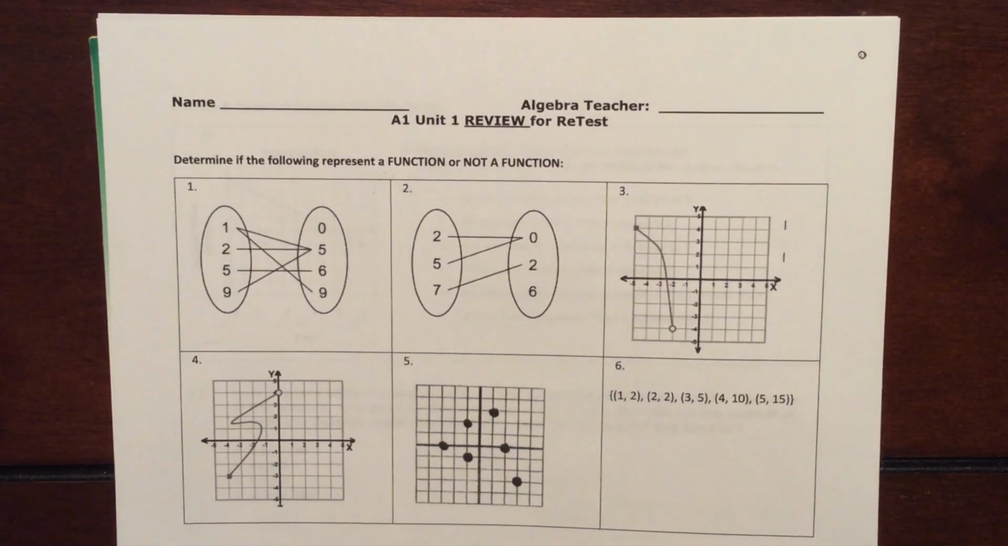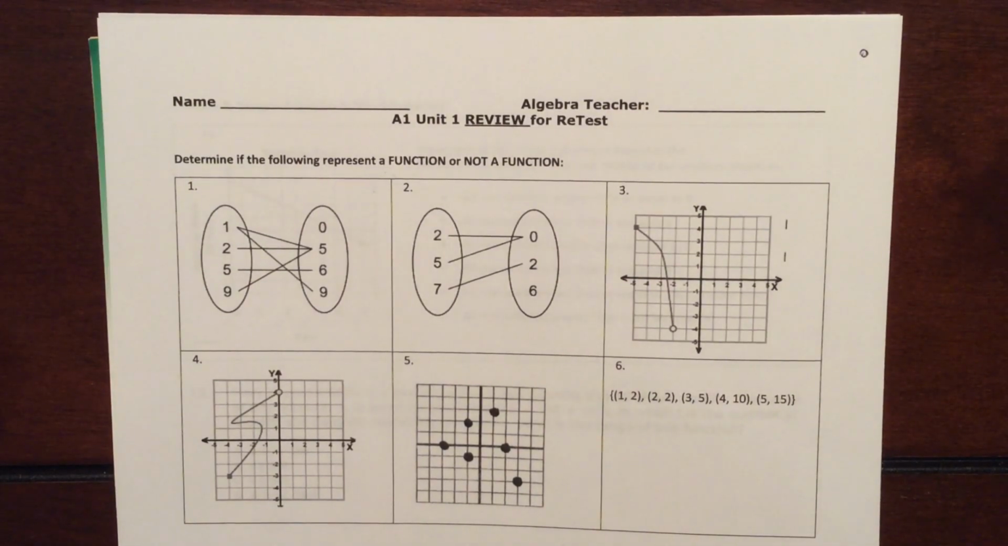This is the Algebra 1, Unit 1 review for the retest. You must have this form completed when you come to do your retest. The due date for the retest will be September 17th.